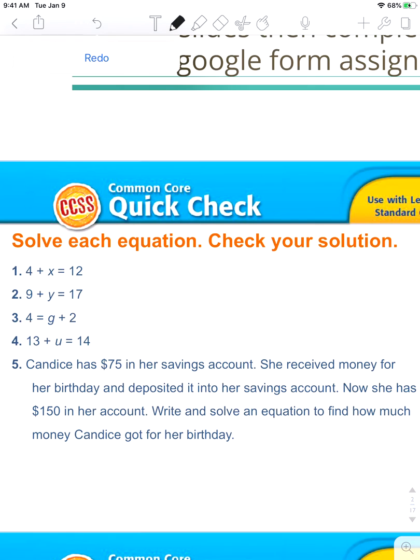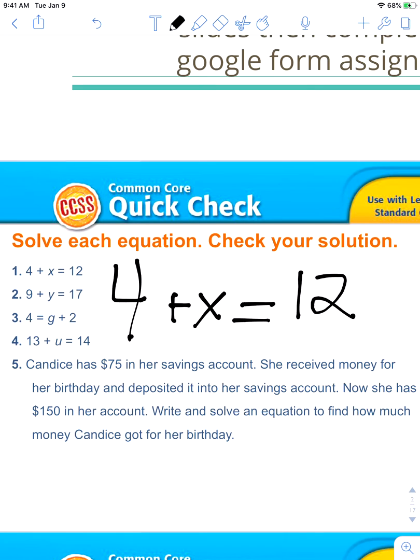Okay, so we're going to do a real quick walkthrough of yesterday's assignment. So we have 4 plus x equals 12. So we're going to draw that out with 4 plus x equals 12. We take a look at the equation. We see that it's a positive 4, a positive x is equal to a positive 12.